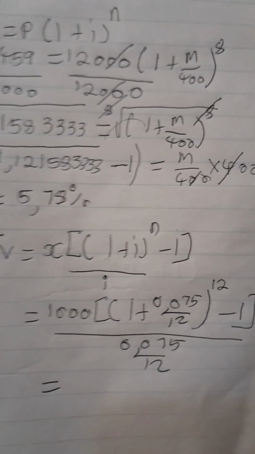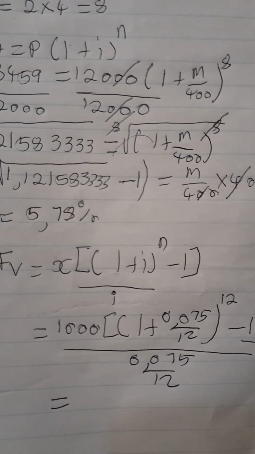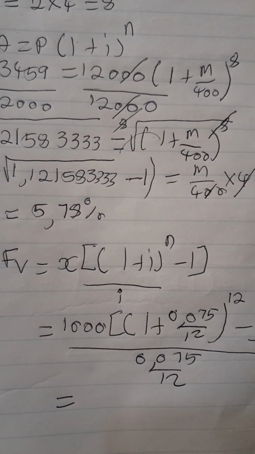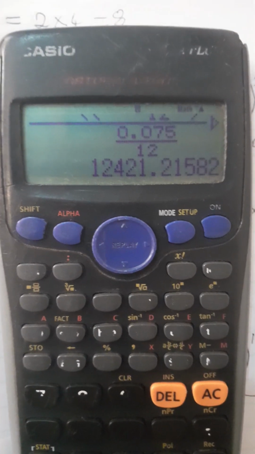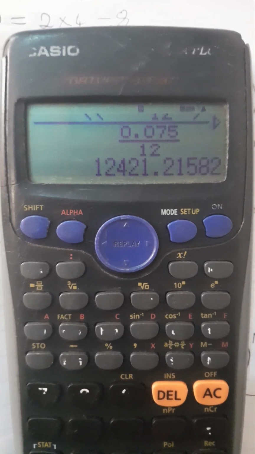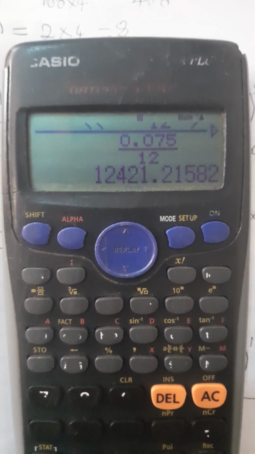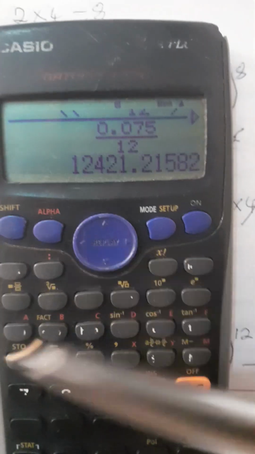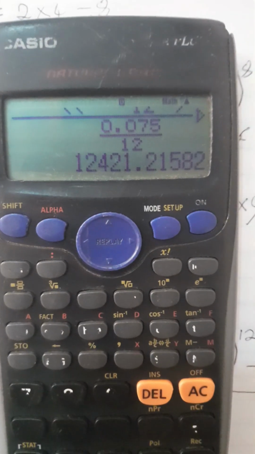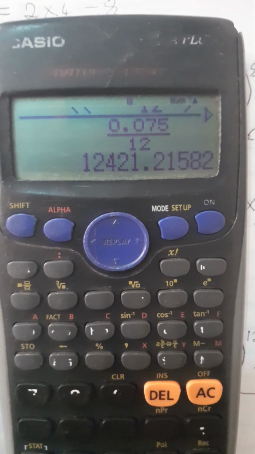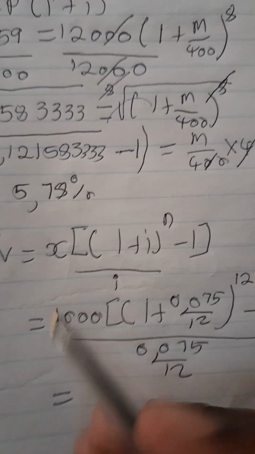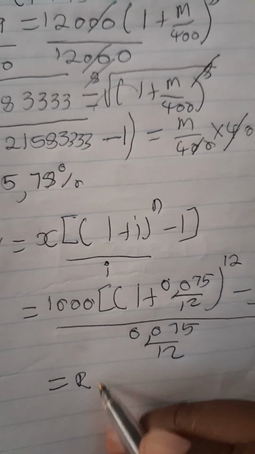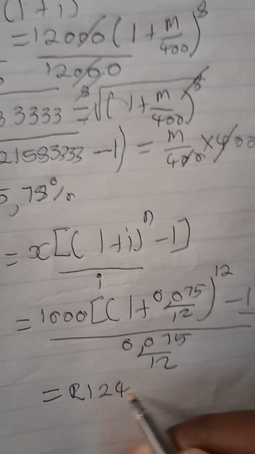So from here we are going to punch our calculator and see what we are getting. Using our calculator, we are going to have 12,412.22. Since we are going to round off our final answer, it will be 12,412.22 rand. So this is what we are going to have.